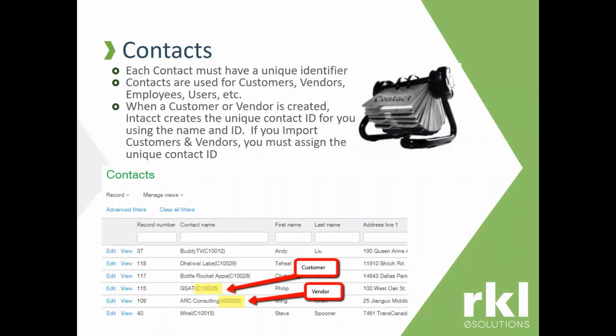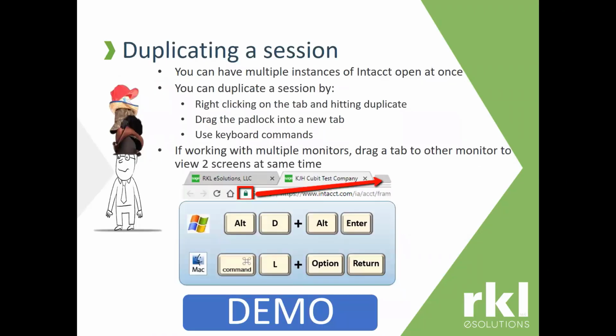Contacts is an important concept in Intacct. Think of it as a big Rolodex. And on your desk, you have a Rolodex of all of your customers, your vendors, your employees, and they all appear in this one list. When you create a new customer or a new vendor, Intacct will automatically create a contact record for you. You can also create additional contacts. You can have an unlimited number of customer contacts or vendor contacts, and you can attach them to the customer or vendor records.